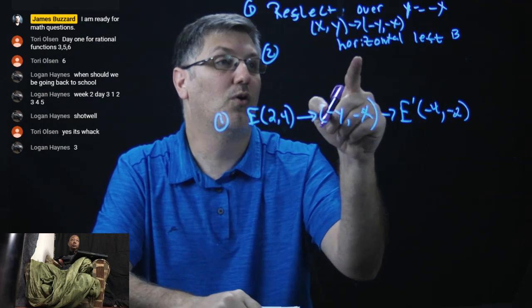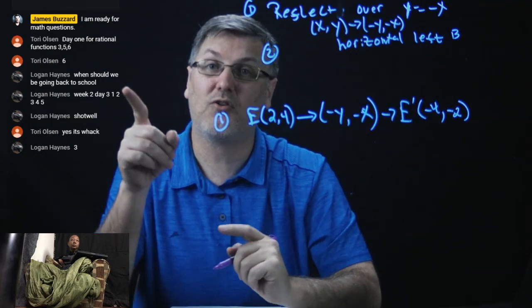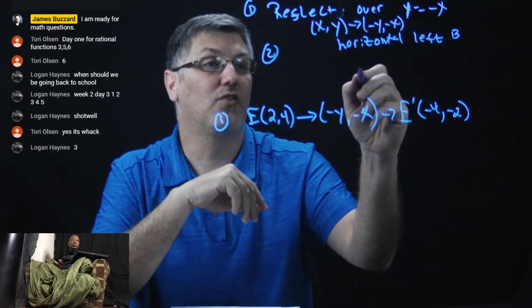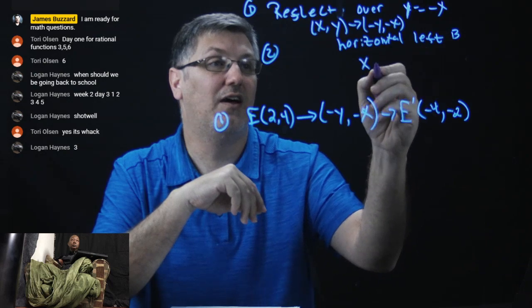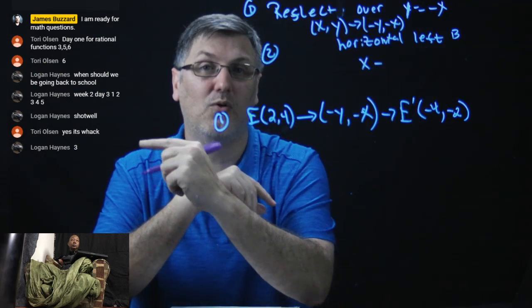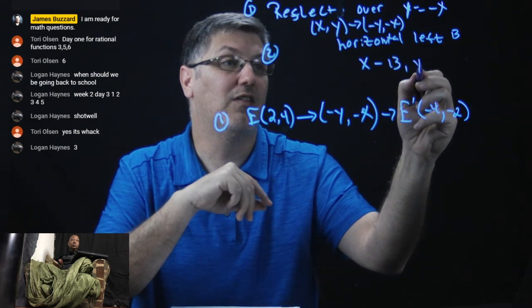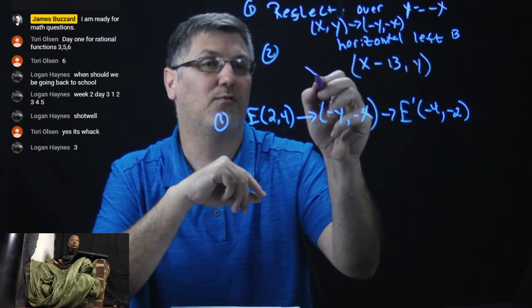Second one says horizontal left 13. Well, that was back on day 1 of week 2 when we were doing translations. So horizontal is your x. Left means minus, because if you go left from the origin, those are negative numbers. And then 13. And then we didn't do anything to the y. So here's my mapping for this.